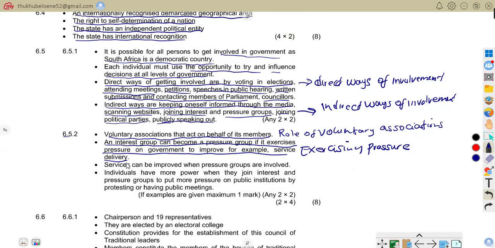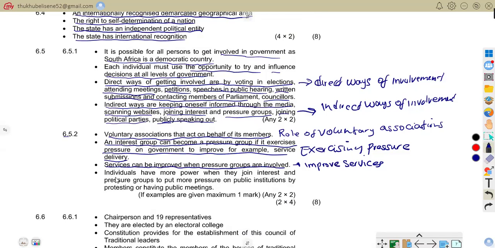Hope we are together. Also, services can be improved when pressure groups are involved. We are talking about improved services. More pressure means better delivery. That is, more pressure means what? Better delivery. Remember, we are talking about the pressure groups.